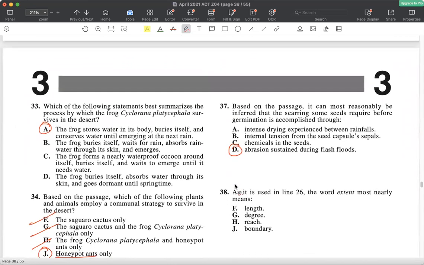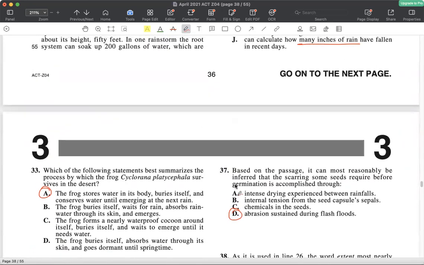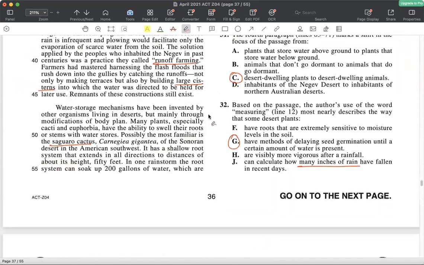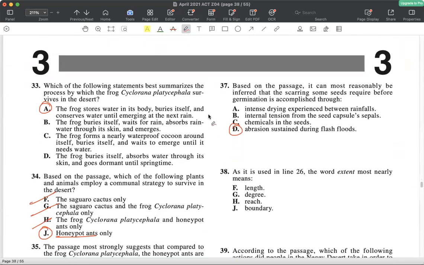As used in line 26, the word extent most nearly means. However, when the sepals are sufficiently wetted, then the tension increases to such an extent, to such a level that the lock mechanism snaps. To such a degree, right? We're talking about a level, extent, degree. It's not about length or boundary or reach.